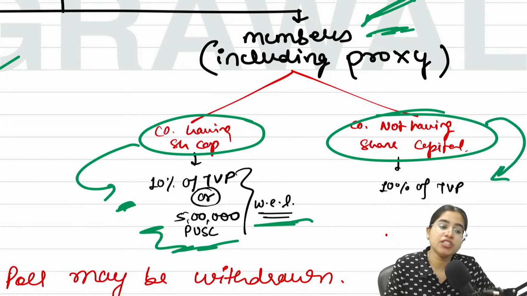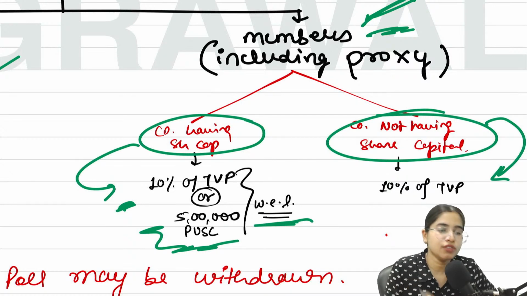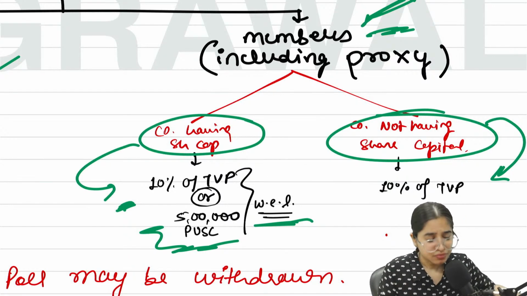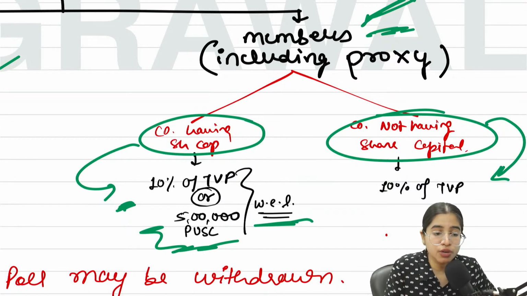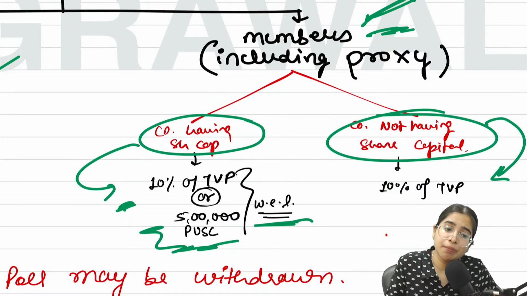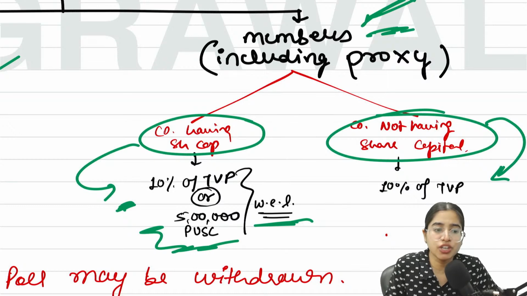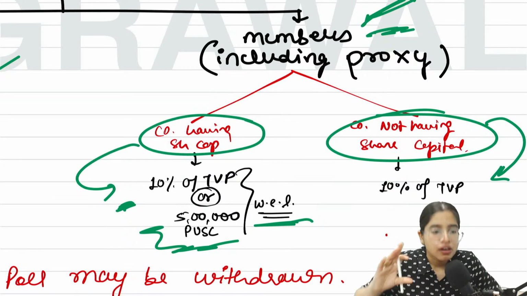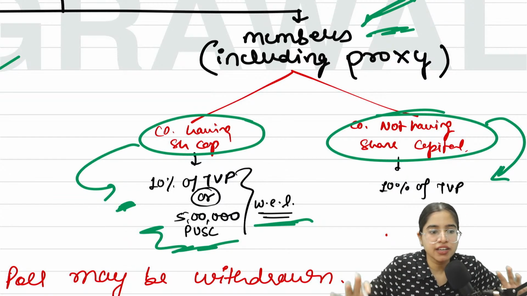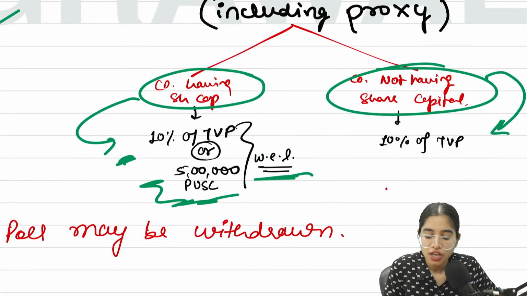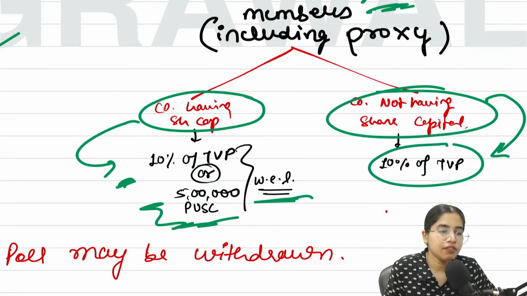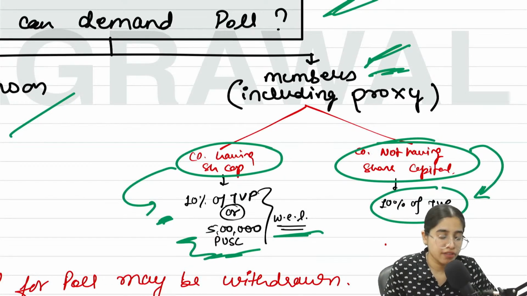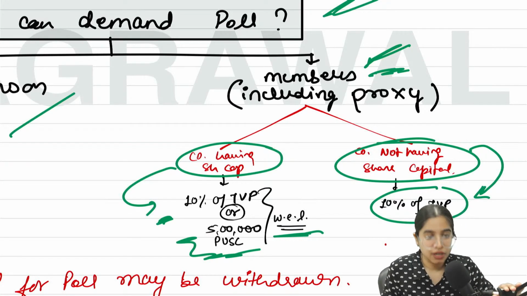In case of a company not having share capital, those people who are holding 10% of the TVP. TVP means total voting power. And usually if the shares are not differential rights, then in case of ordinary equity shares, TVP depends on paid up share capital only, on shareholding only. If you have 10% of paid up share capital, you will have 10% of TVP, in normal circumstances, unless you are issuing a DVR, a differential voting right share. So in case of a company not having share capital, those members holding 10% of total voting power can demand a poll.